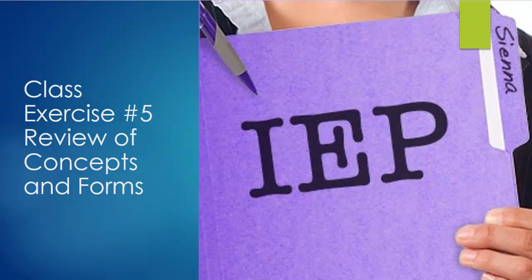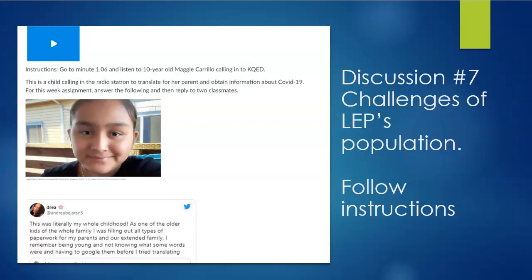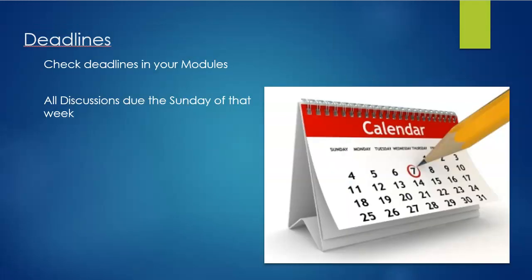Lastly, the discussion has to do with a situation of a limited English student, the limited English population, and this is a 10-year-old, Maggie, calling into a radio station. So follow the instructions there, and I ask you some questions in terms of what this entails and how you can relate to that.